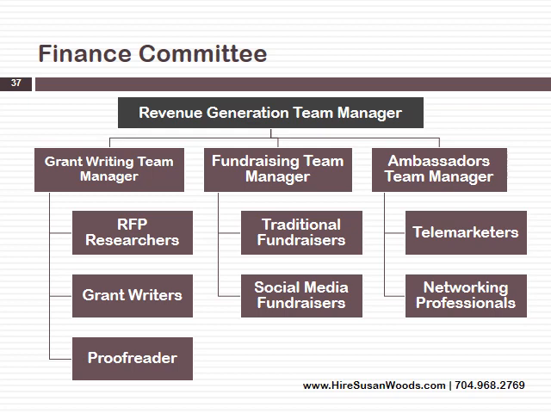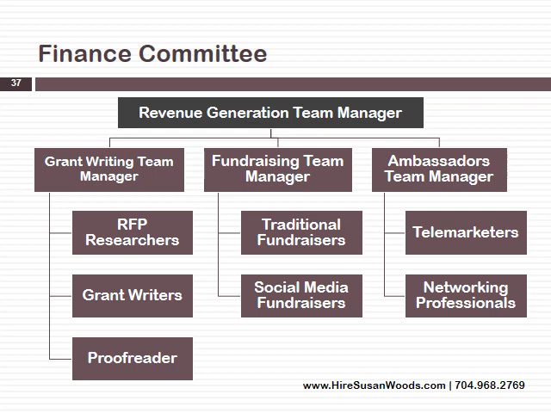Now, the revenue generation team manager would then divide up the $500,000 among the three managers listed here. You have the grant writing team manager, the fundraising team manager, and the ambassadors team manager. So the revenue team manager may come to the grant writing team manager and say, okay, I need the grant writing team manager to raise $300,000 of the $500,000 we need. Then they would give the fundraising team manager a $100,000 goal and the ambassadors team manager a $100,000 goal to raise. And that's a total of $500,000.